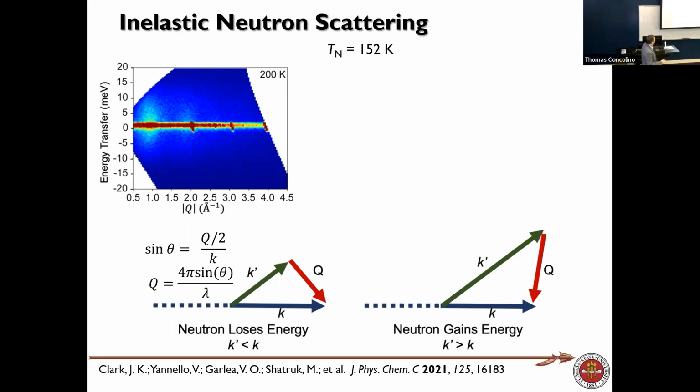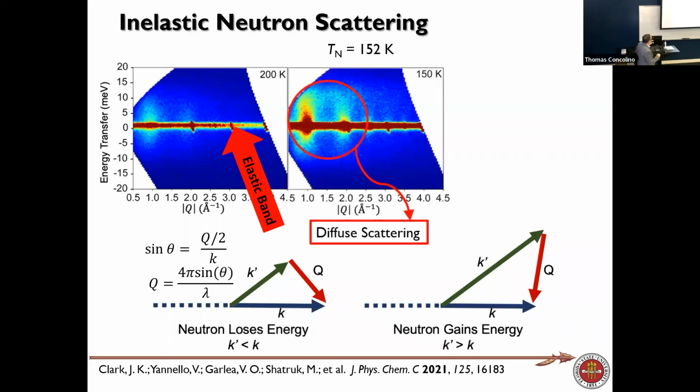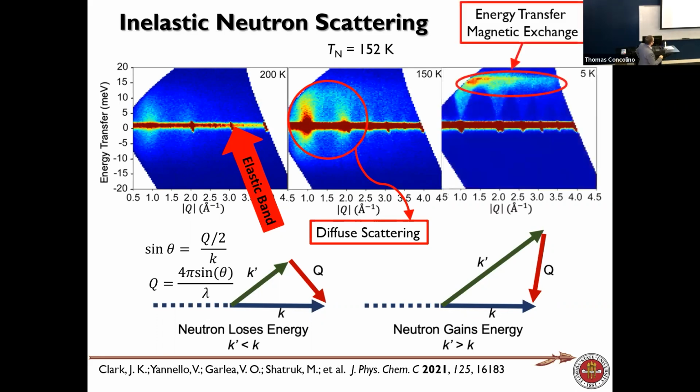And inelastic neutron scattering, a very brief, simple introduction for people who don't do this regularly. What we're doing here, we're looking at the momentum and energy transfer correlation diagram. So above the ordering temperature, we typically see this elastic band with zero energy transfer, which is essentially our neutron diffraction pattern. But below the ordering temperature, you start seeing these excitations that develop and emerge and become more and more pronounced, which correspond essentially to magnetic exchange between magnetic moments. So now we have energy transfer between the material and the incoming neutron beam.